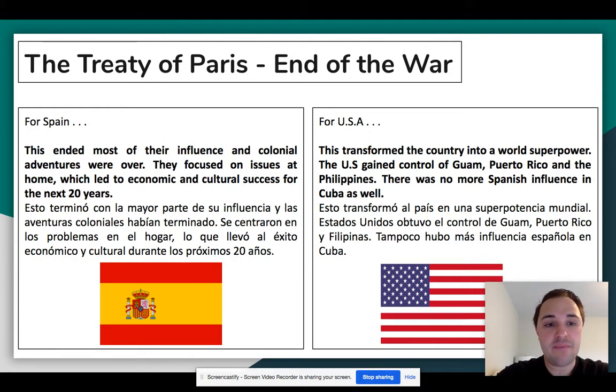As for Spain, it ended most of their influence and adventures in the Western Hemisphere. And it actually helped them out in the end because it led to economic and cultural success because they decided to focus on their country back in the Eastern Hemisphere and back home. So it did lead to 20 years of economic and cultural success on their part.